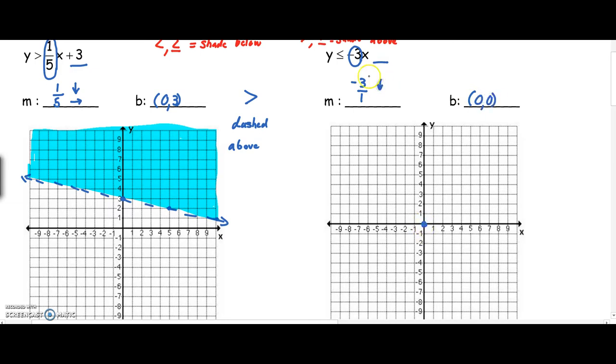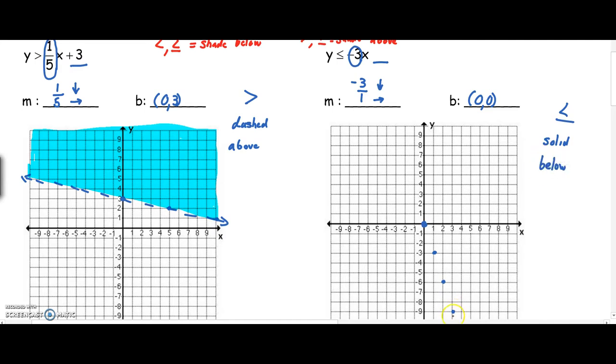Because of negative 3, I go down 3 and right 1. So I'm going to go down 3, right 1, down 3, right 1, down 3, right 1. Now, because this graph is a less than or equal to, that means my line should be a solid line, and I should shade below.